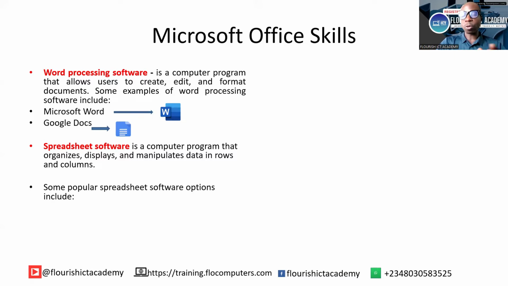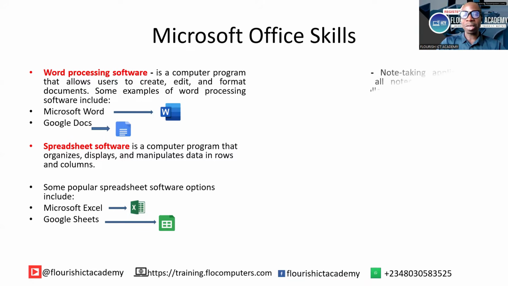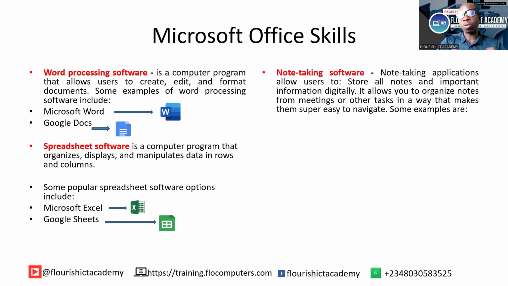Now, some popular spreadsheet software options that we have available: Microsoft Excel. Remember, this is also from Microsoft. And Google Sheet. This is from Google. So you have Microsoft Excel or Google Sheet. The same way we have Microsoft Word and Google Doc, we also have Microsoft Excel and Google Sheet. And remember what I said about Google Docs is the same thing with Google Sheet. It is an online version accessible via your web browser, while Microsoft Excel is available as both online and offline.